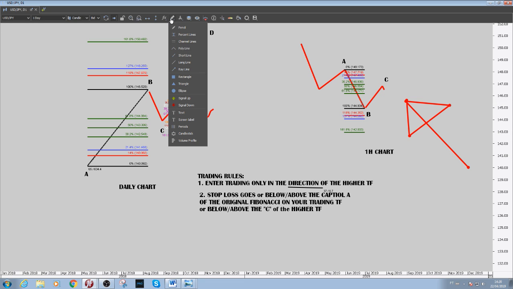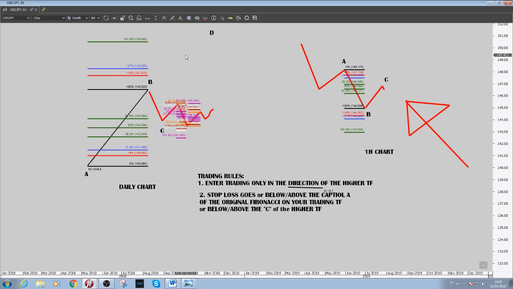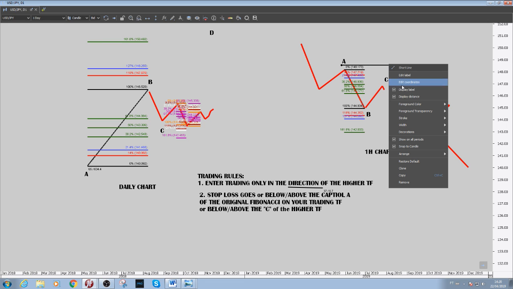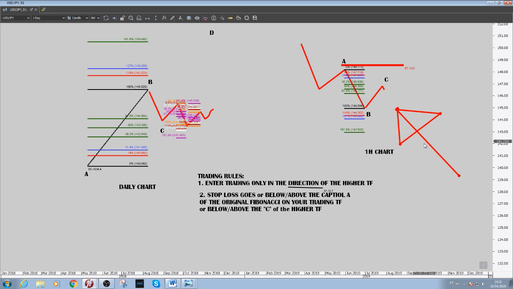The stop loss must go above or below the C, or above or below the capital A of the original Fibonacci on your trading time frame. So if I'm going to short the market on the 1 hour chart, stop loss up in here, everybody, not the C, not the original C on the 1 hour chart, but above the A.